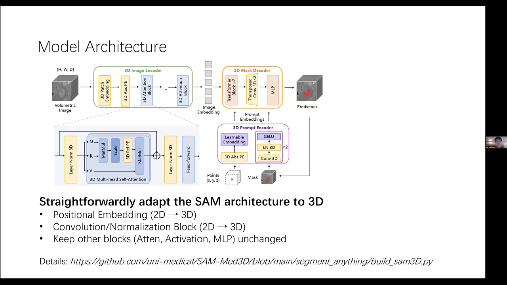The first introduction is about our model architecture. SAM-Med3D is a very early stage work adapting SAM to 3D biomedical images. So we use a very straightforward solution to adapt SAM directly to 3D. We just change the corresponding 2D parts into their 3D version. The layers changed are the positional embedding, convolution layers, and the normalization blocks. For the other blocks, we just keep them unchanged. Details can be found in our code.